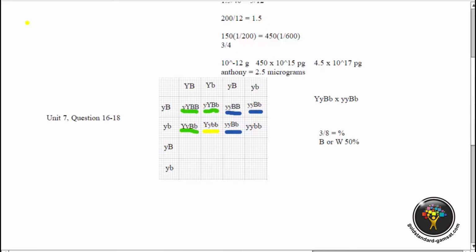And so this, I think, gives you an idea. And of course, like I said before, this is a case of random mating and a dihybrid cross. Okay, so that's it for 17.